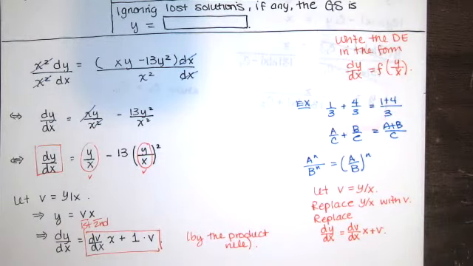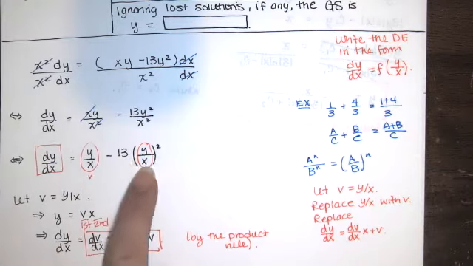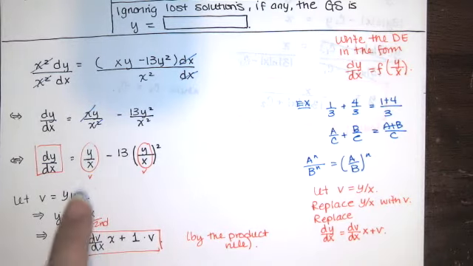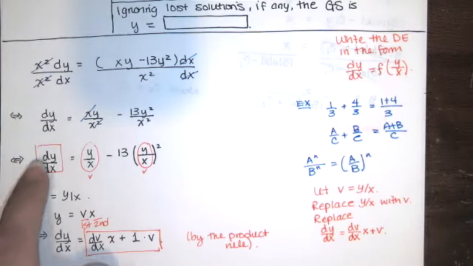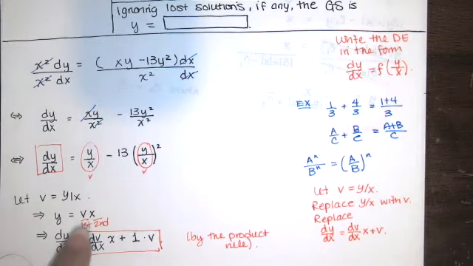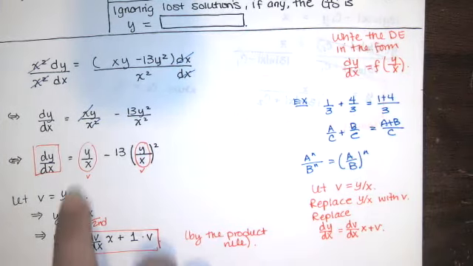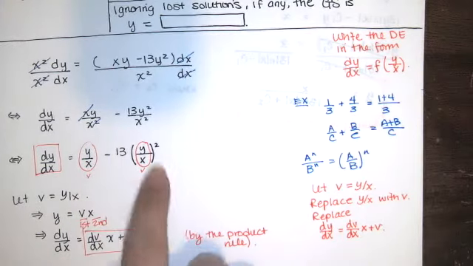v and x through making substitutions. We let v be y over x. So this is our v minus 13v squared. And then we say, if v is y over x, well, what does dy dx have to be? Well, we can find that by first solving for y by multiplying both sides of this equation by x, and then using the product rule on this, where v is a function of x, to find dy dx in terms of v and x. And then you just substitute. You replace this with this, and you replace this with v minus 13v squared.